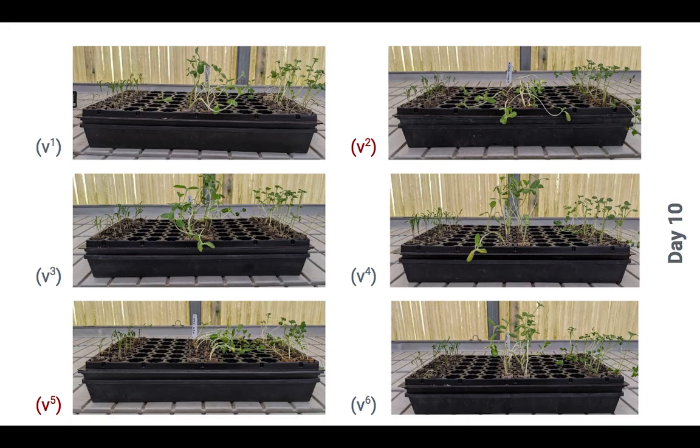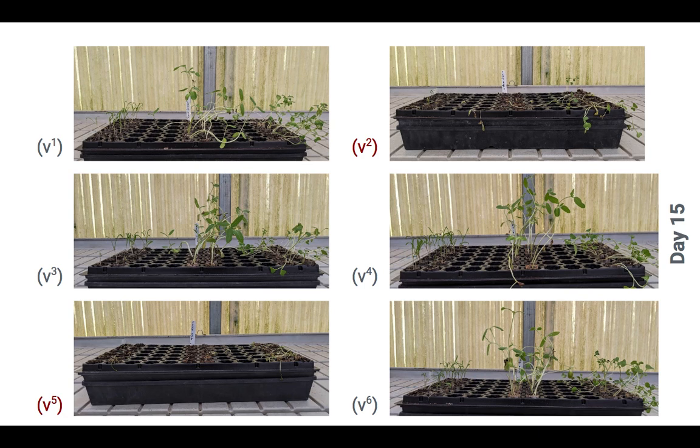wilting. On day 10, you can see a bit more considerable wilting occurring, especially in the sunflower plants in the center. And finally, on day 15, the plants were pretty much non-existent.